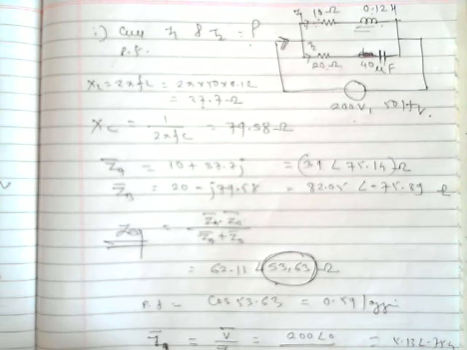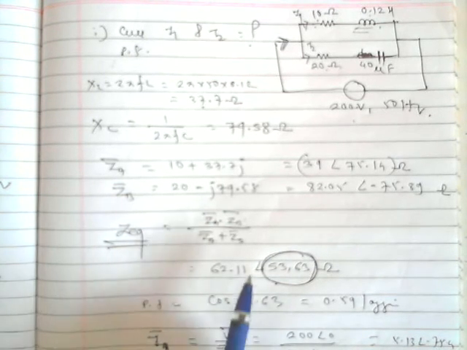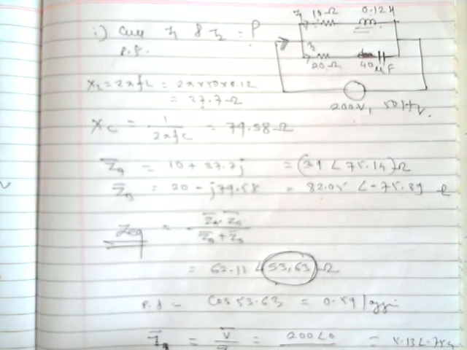Similarly, for I2 bar, you can simply take V bar divided by ZB bar. V bar is the same, that is 200 at an angle 0, and the ZB impedance we have just calculated is 82.05. So 82.05 at an angle minus 75.89. So it comes as 2.44 at an angle 75.18.